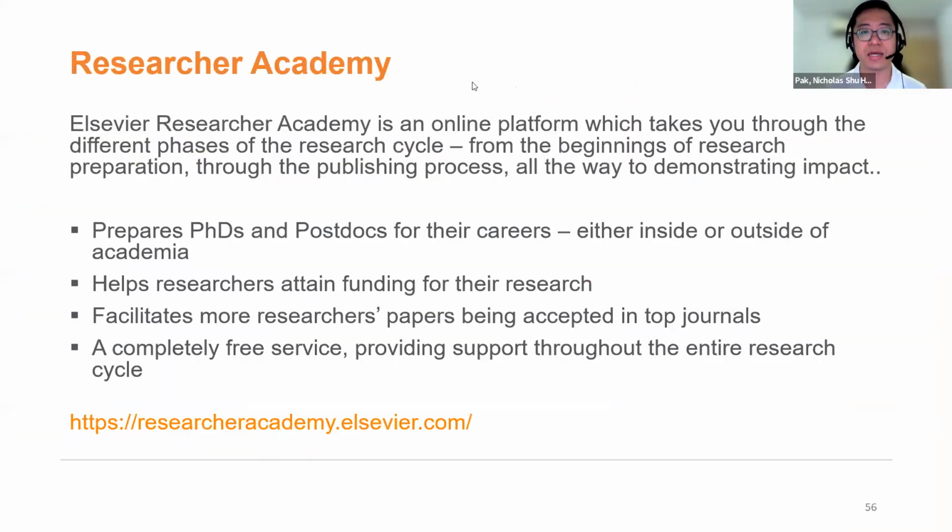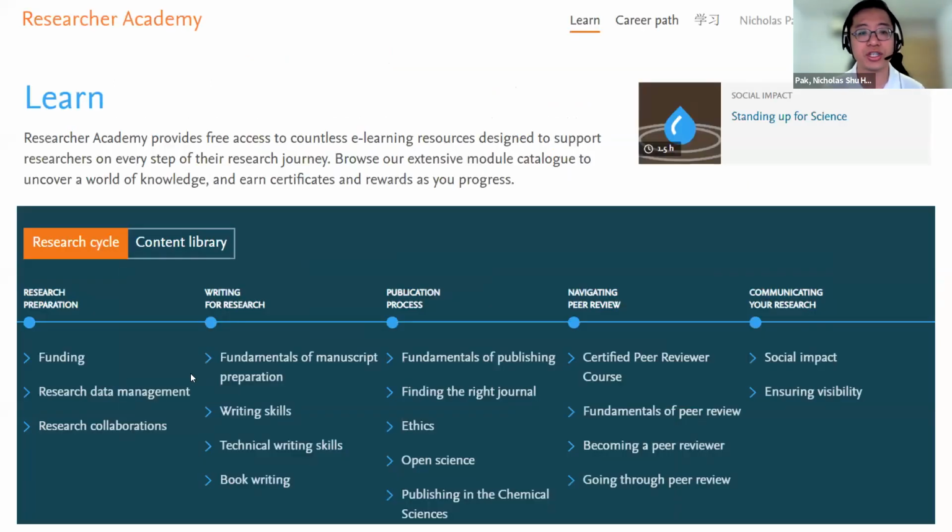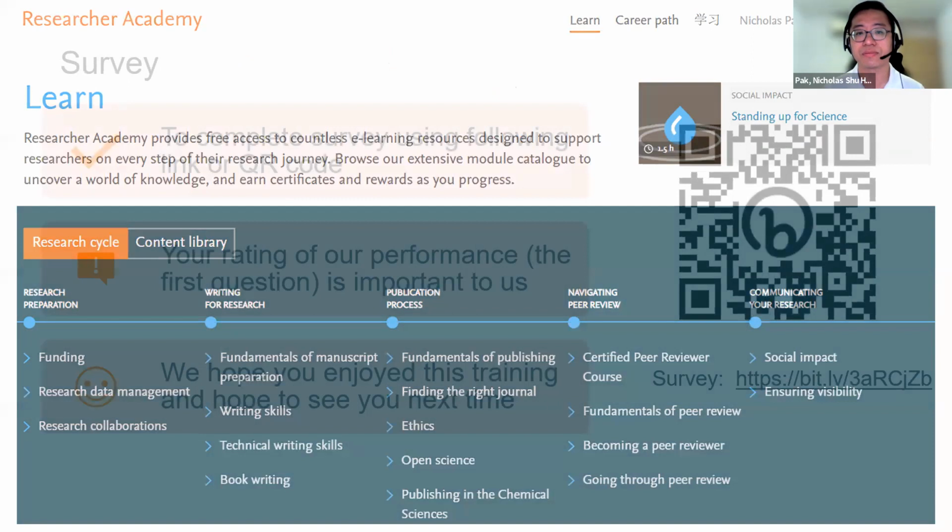This entire program is supported on the Researcher Academy. If you go to researcheracademy.elsevier.com, you'll be able to find a whole range of information on research preparation, writing for research, the publication process, peer review, and how you can communicate your research.